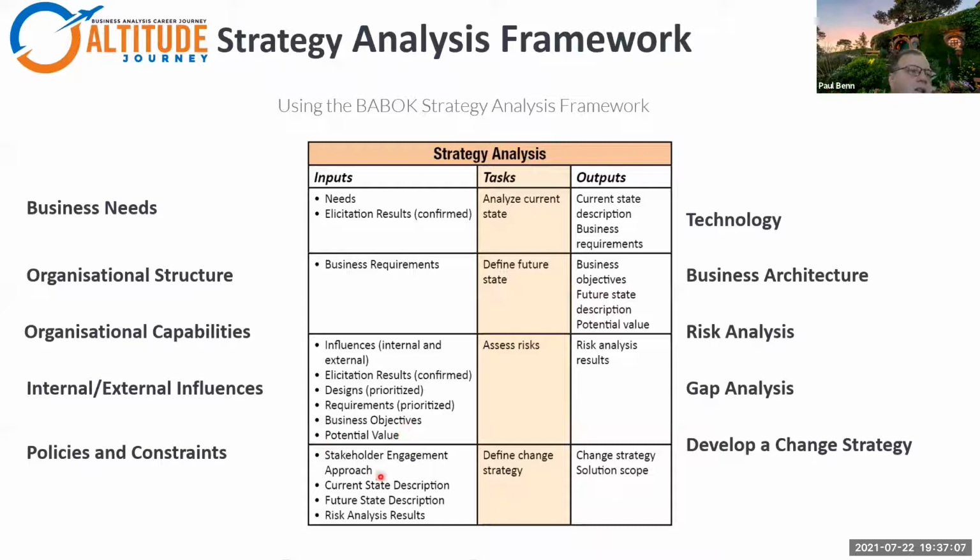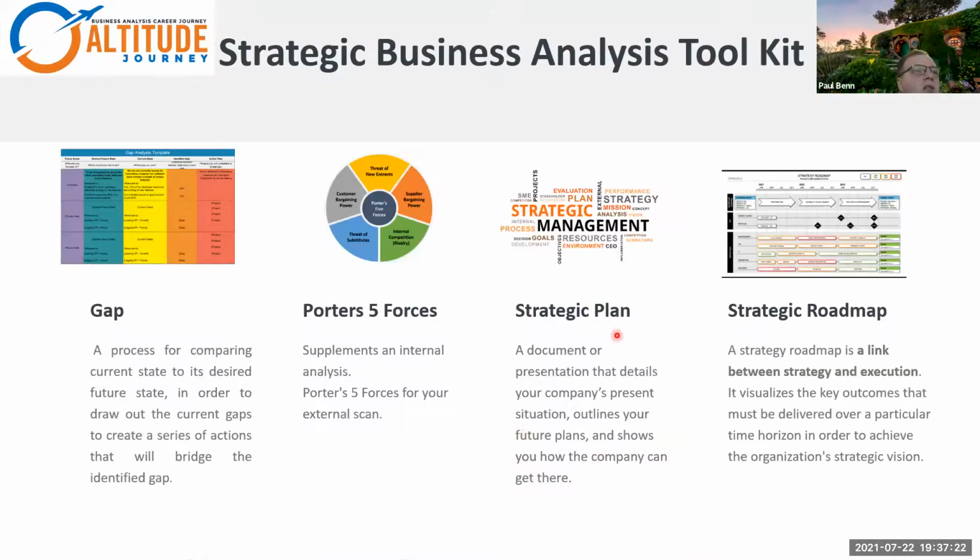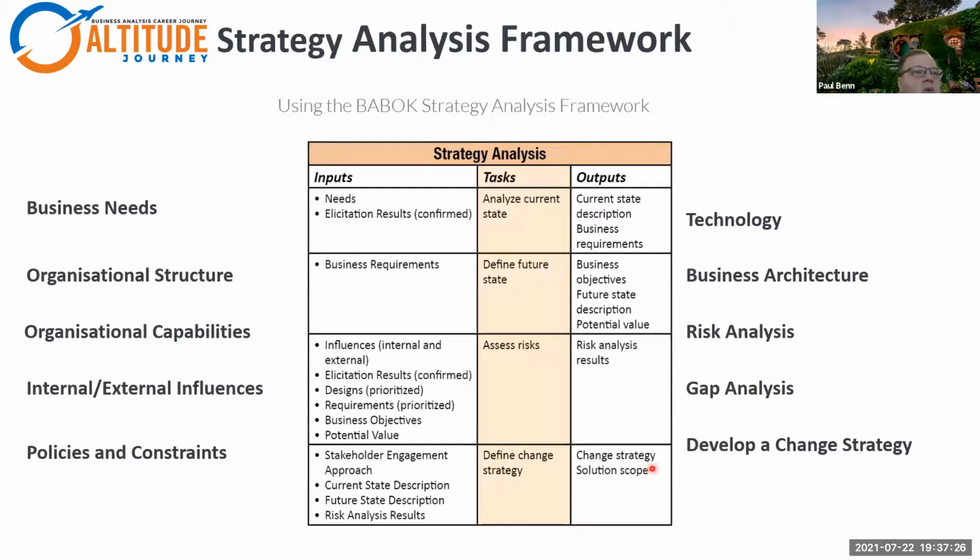And then we're talking about stakeholder engagement. That comes from your planning, it comes from your collaboration, all of that. And then current state, future state, that's all within your strategy analysis. And then risk analysis. Notice there, change strategy. We go back a slide. There's our strategic plan, strategic roadmap. So that kind of talks to that.